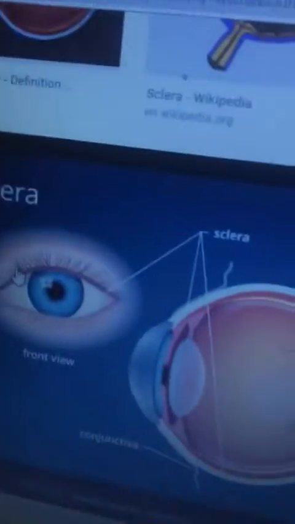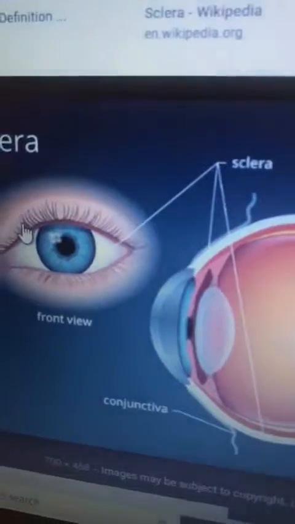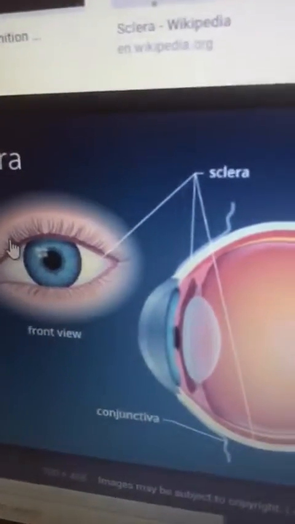Only the outer part of the sclera is white. The interior of the membrane is brown and wraps around the clear inner chambers of the eye, which allows light to pass through.